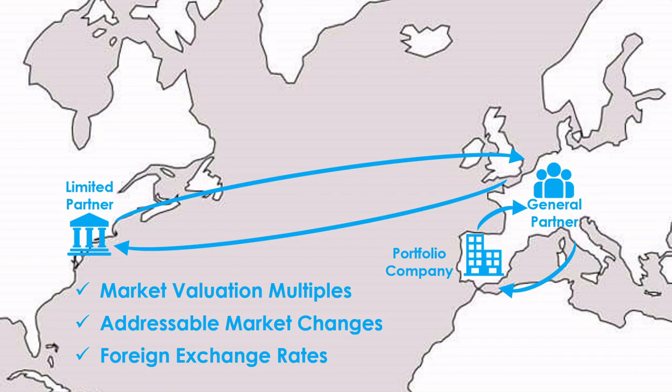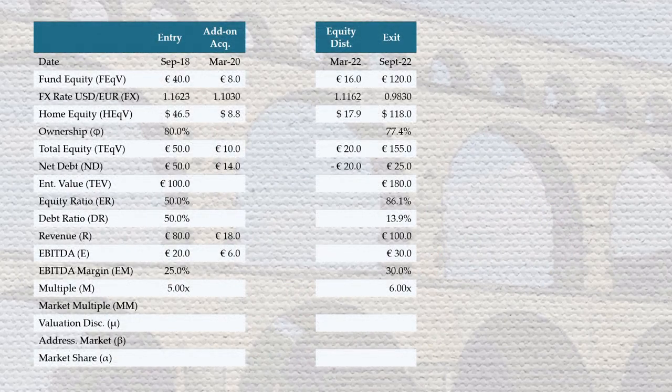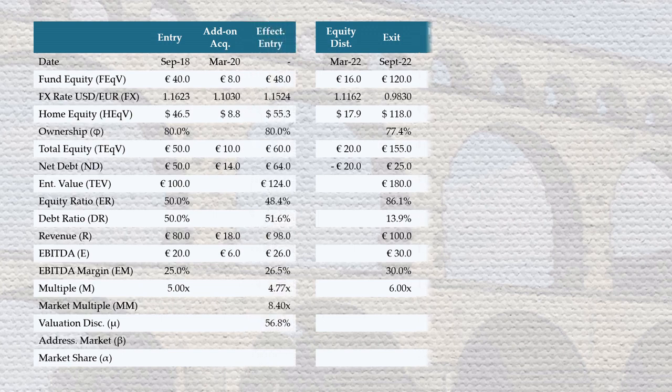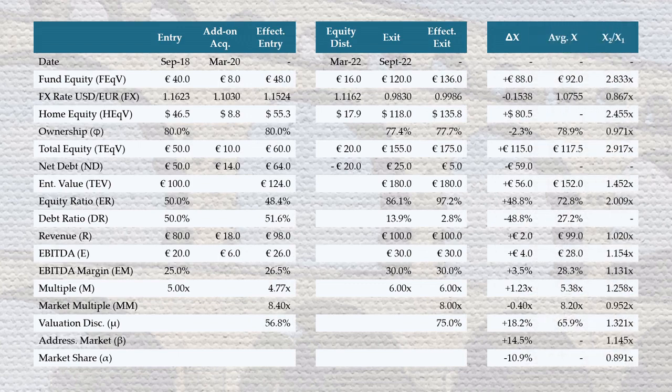This time we'll show you how to get to the same answer more quickly and using a lot less data. Previously, we started with a table like this. It's full of company capital structure, income statement, and market data. Inflows include the initial platform followed by an add-on acquisition. And outflows include an equity distribution followed by the exit. Then we measured how these metrics change over time in terms of differences, averages, and equity return multipliers.